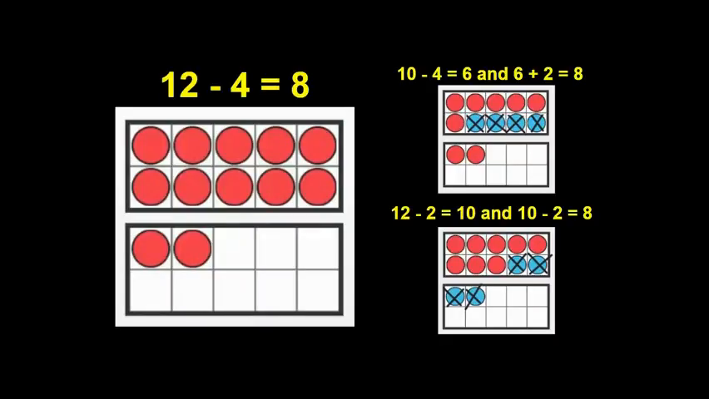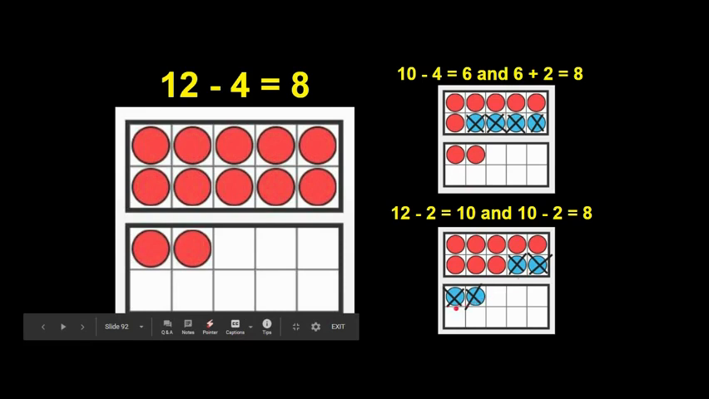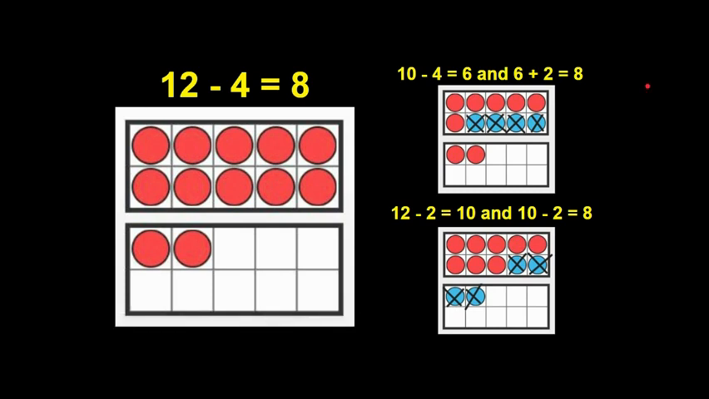Did you think it was 8? Some of you might have taken away the 4 from the top and then added 6 and 2. Others of you might have taken away 2 and 2 in your brain and gotten 8. 12 take away 4 equals 8. Here's another one.